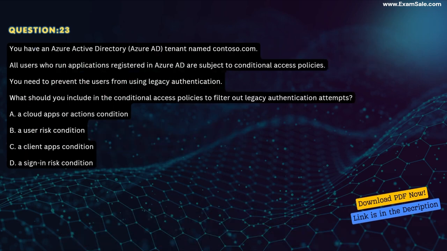Question 23. You have an Azure Active Directory (Azure AD) tenant named Contoso.com. All users who run applications registered in Azure AD are subject to conditional access policies. You need to prevent the users from using legacy authentication. What should you include in the conditional access policies to filter out legacy authentication attempts? A. A cloud apps or actions condition. B. A user risk condition. C. A client apps condition. D. A sign-in risk condition.